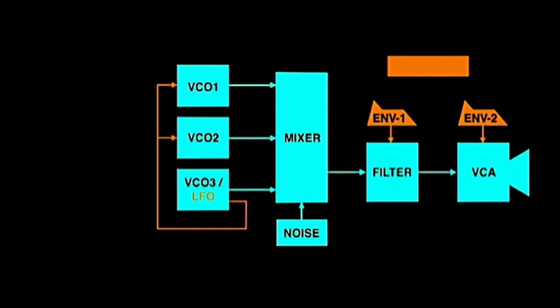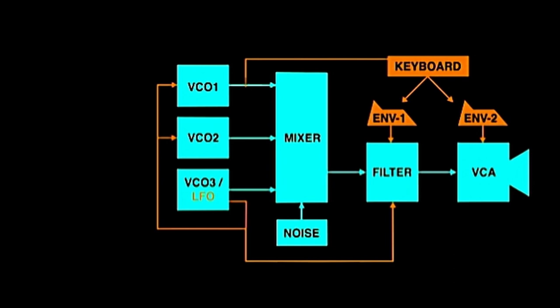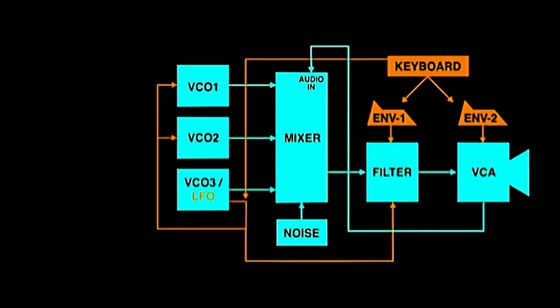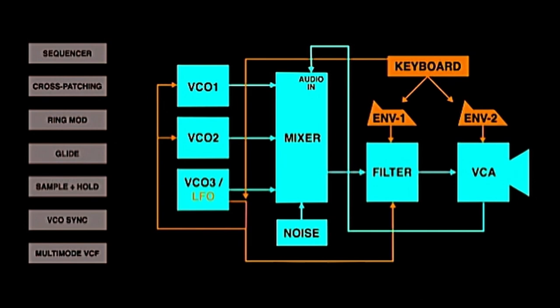The LFO modulation can be switched to go to the filter cutoff. The keyboard controls the note pitch. There is a neat trick you can do with the Minimoog where you can send the main output back in through the audio input, and this creates a tasty distortion sound if required. Later instruments had pretty much the same features described here, but some had additional things as well, such as the ones listed here.